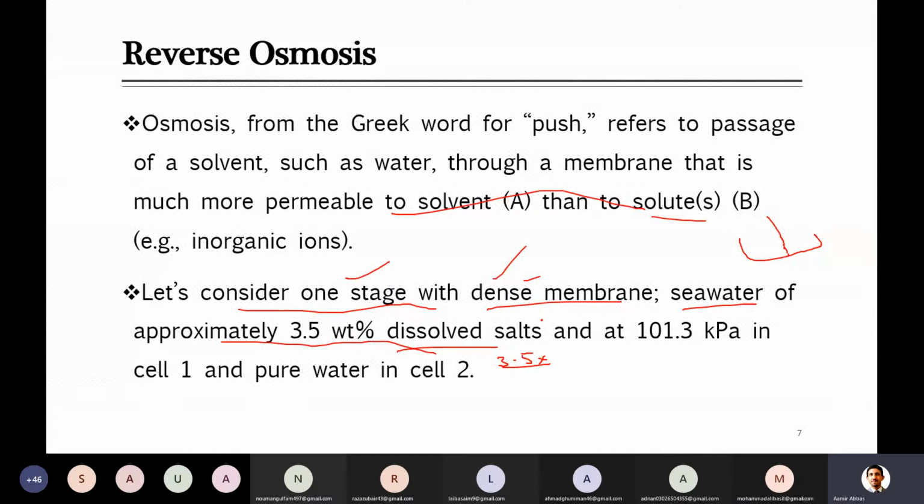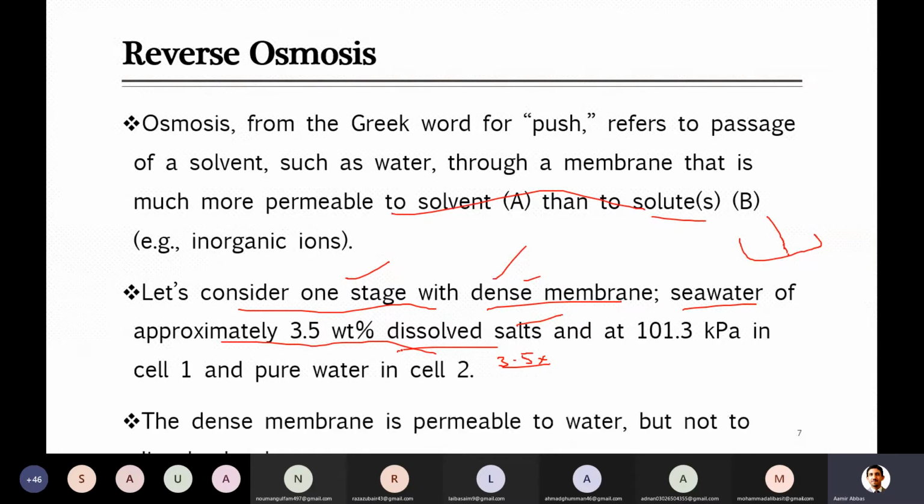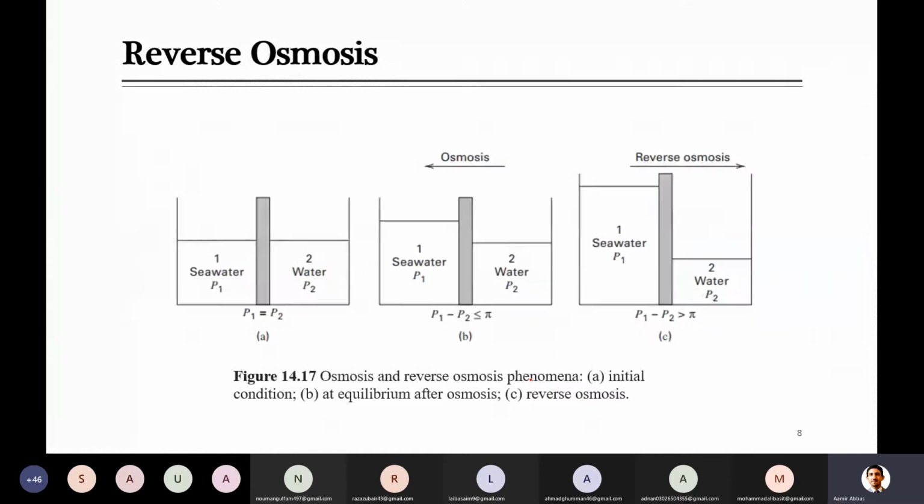So we have this on one side. Okay, let's look at that diagram. Seawater at atmospheric pressure is on one side, and on the other side of this cell is pure water. The dense membrane is permeable to water but not to the solute. Sorry, that is missing here, you can't see it, but as already mentioned, the dense membrane is only permeable to the solvent. So here is that compartment, or one stage, of this reverse osmosis system. On one side you have seawater, and on the other side you put simple water.